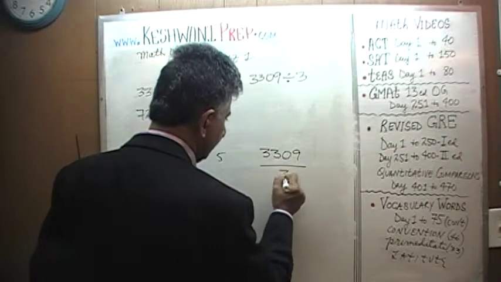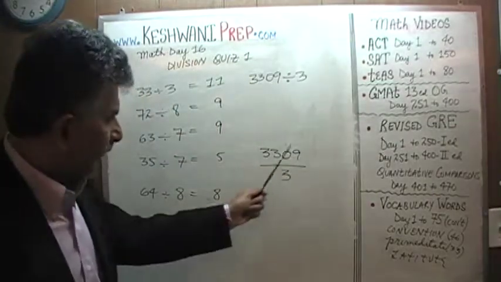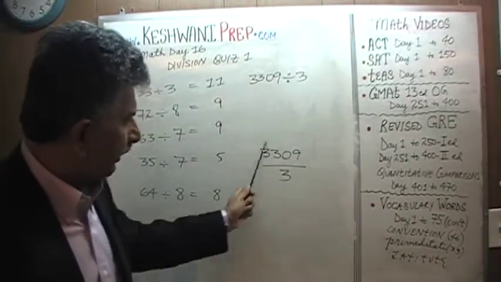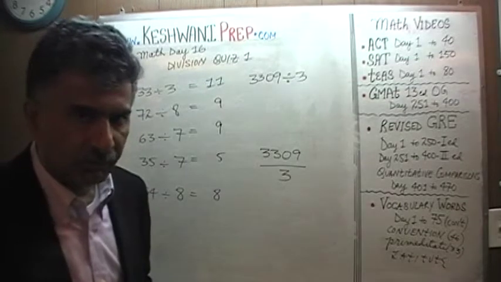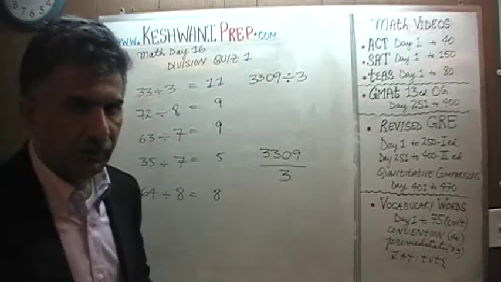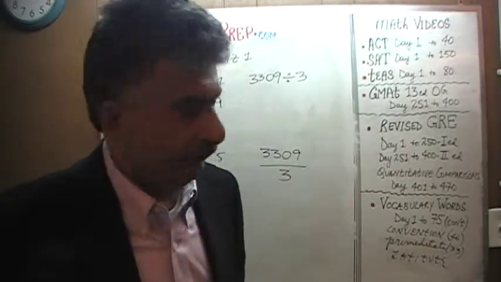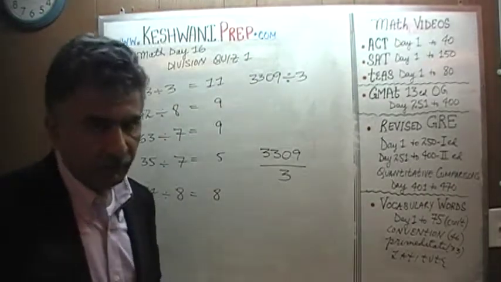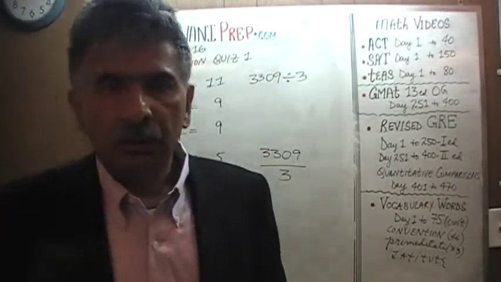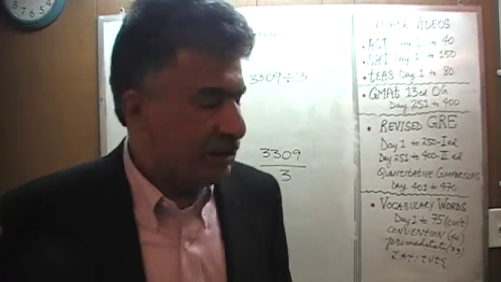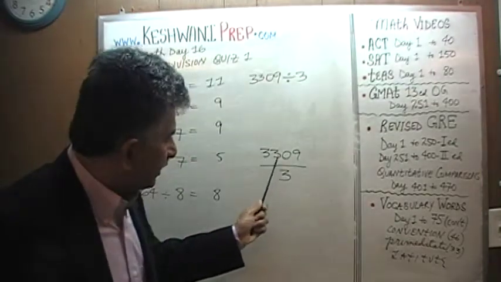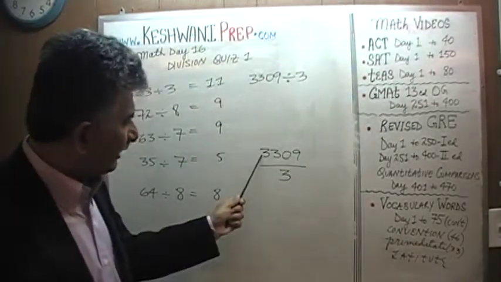3,309 divided by 3. Instead of trying to divide this entire number by 3, which is what most people try to do, don't try to divide. When you have to divide one number by another, provided that the bottom one is a single digit, what you do is you divide each digit individually. How many 3's in a 3?